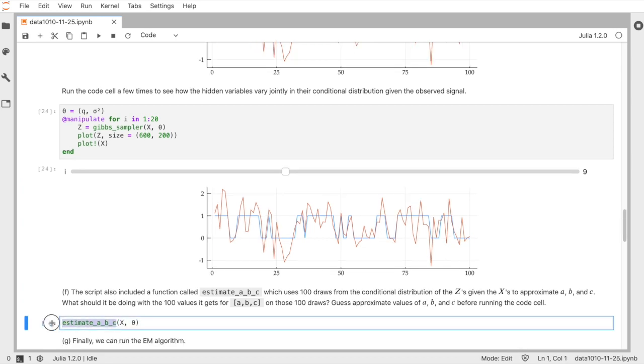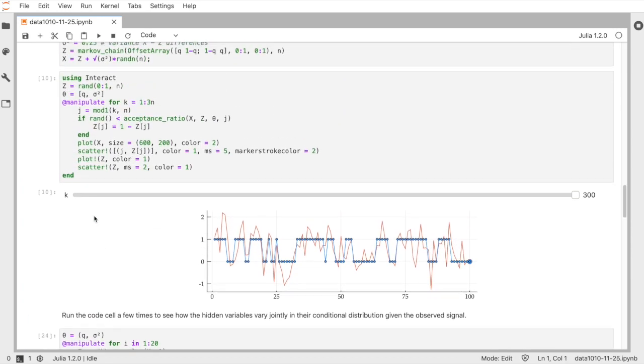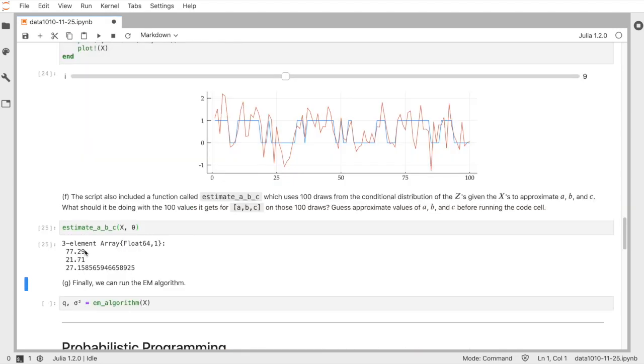So we have this function estimate ABC, which was defined in this script, and it gives us some pretty reasonable estimates. We have 77.29 as our expected number of stays, 21.71 is our expected number of switches, and notice that those two numbers add to 99. And then the accumulated sum of squares is 27.15. So that means if we square and sum all the differences between orange and blue, and do that for many different observations, then on average we get a value that's about 27.